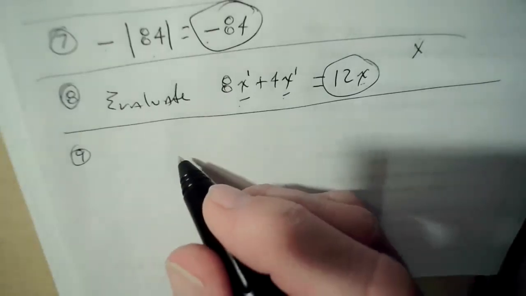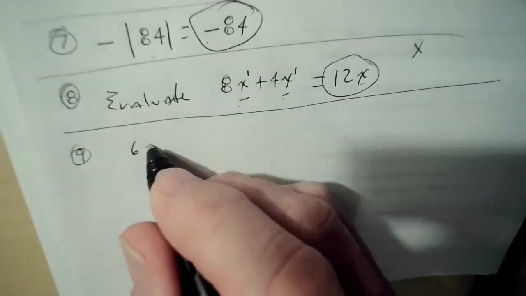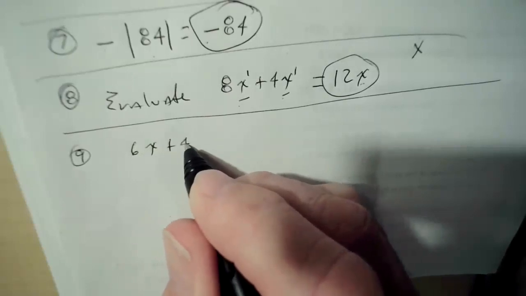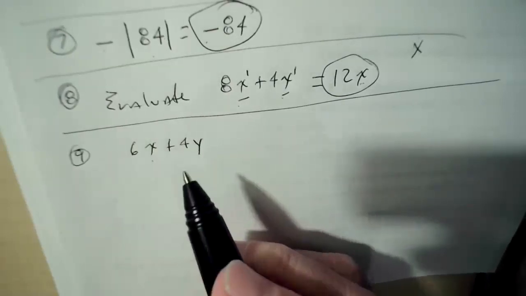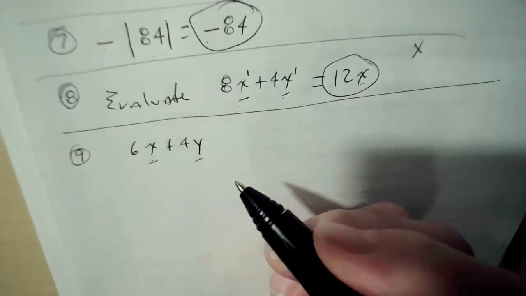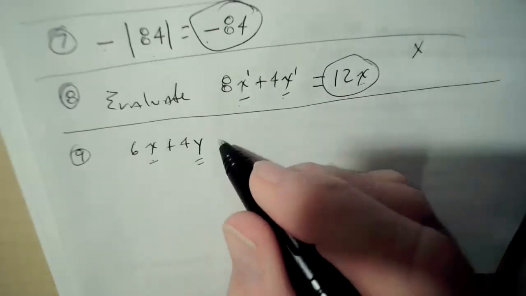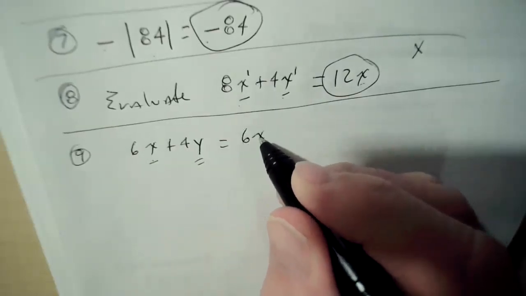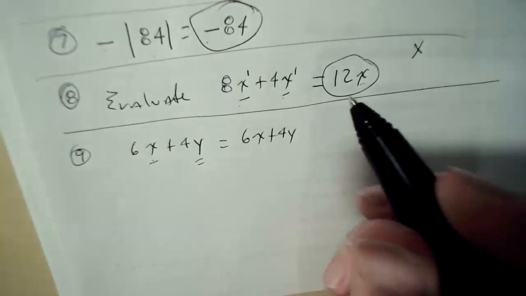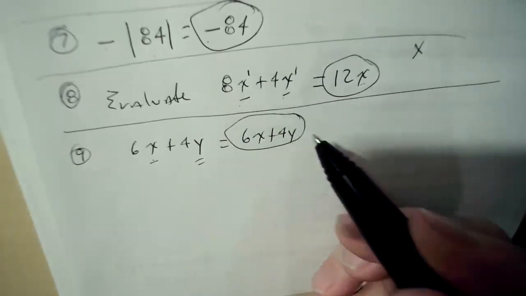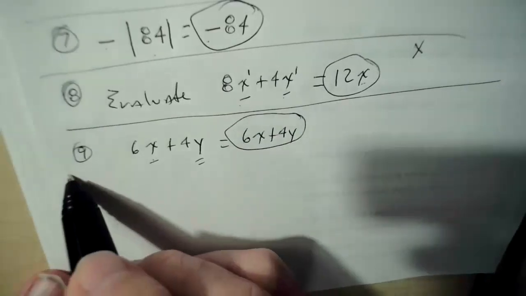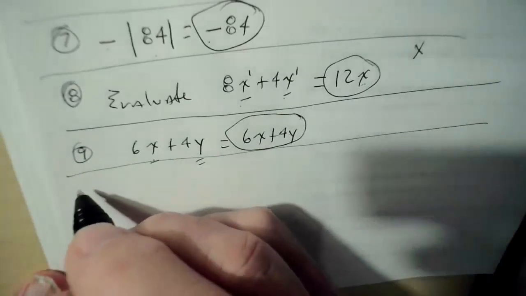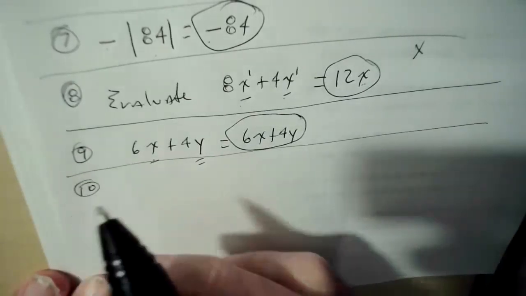Number 9. Okay, and again, evaluate 6x plus 4y. Are these like terms? No. The variables are different. So the answer here is 6x plus 4y. Everybody okay? Am I going too fast? Please tell me if I am. Say, slow down, boy.